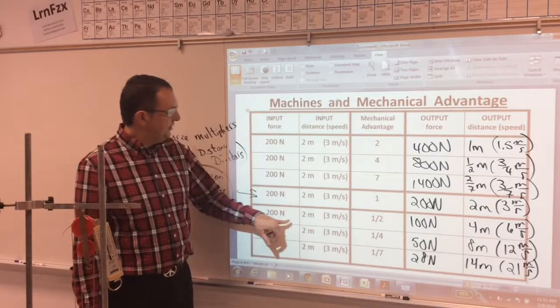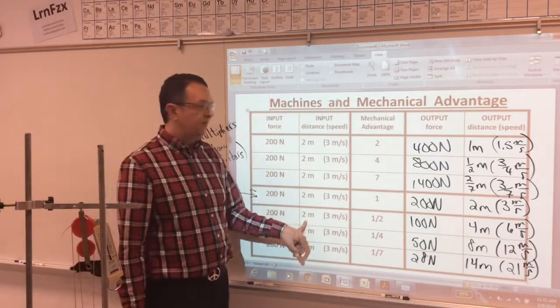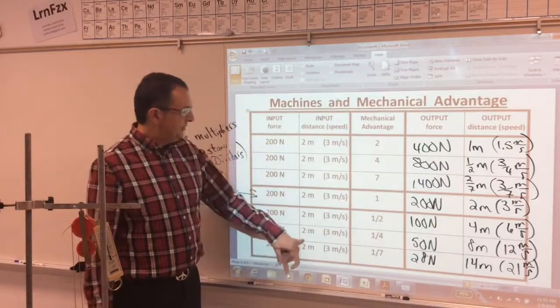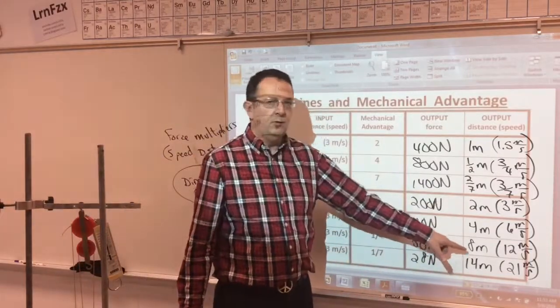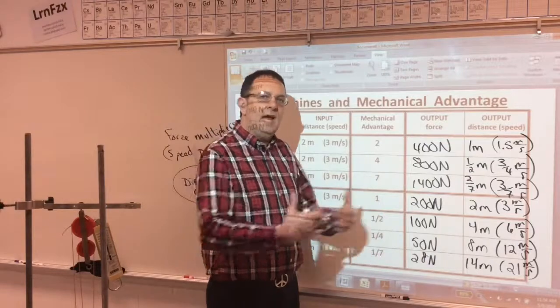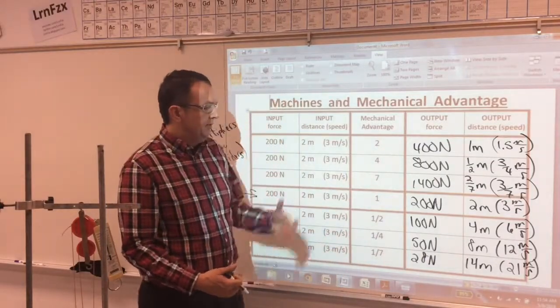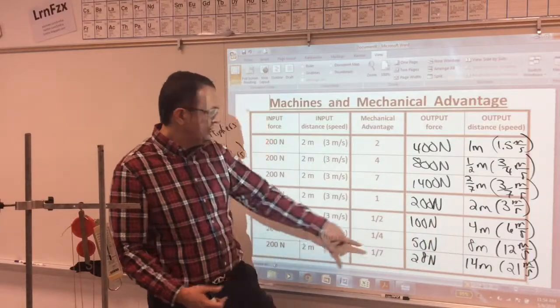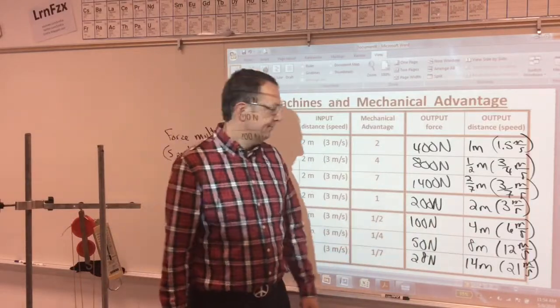And you can do the same thing. 200 times 2, that is 400 joules. 100 times 4, 400 joules. 200 times 2, 400 joules. 50 times 8, 400 joules. Same input work as output work, but you're just getting a whole lot of speed. Trade-off is that you have to apply a big force to get a tiny force over there.